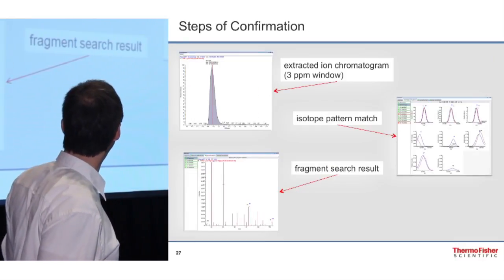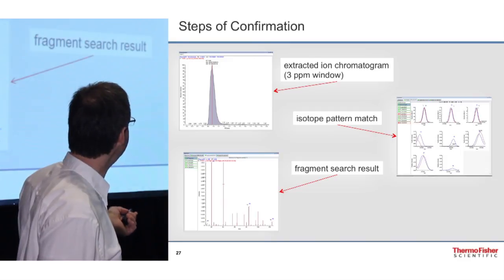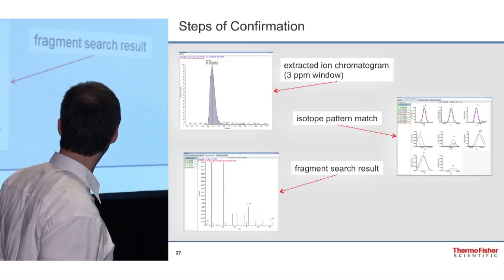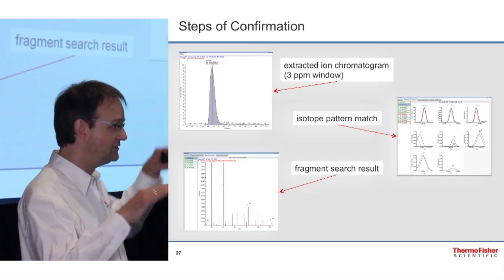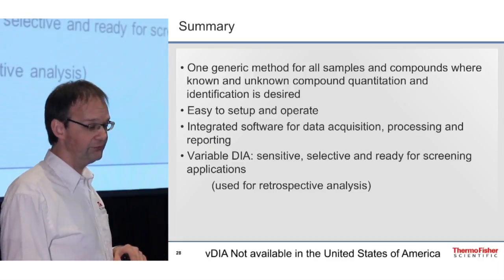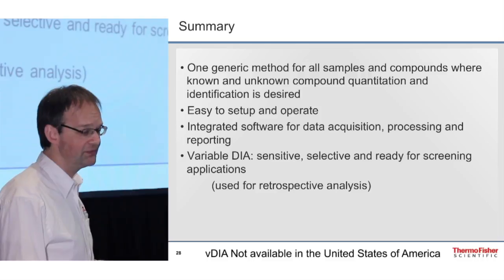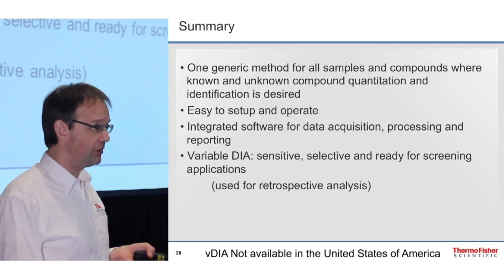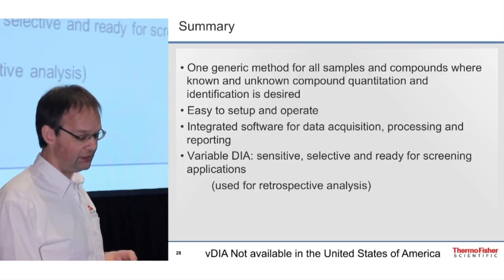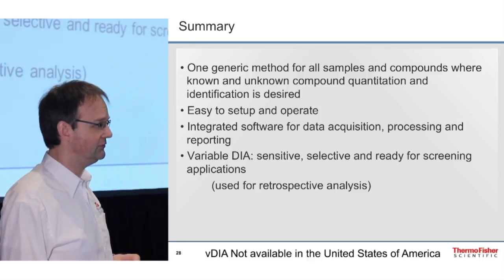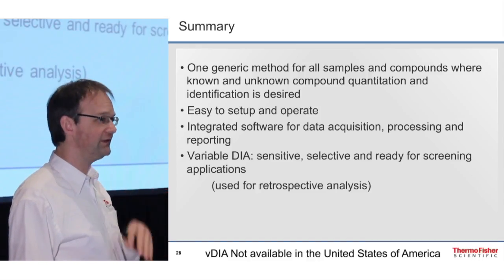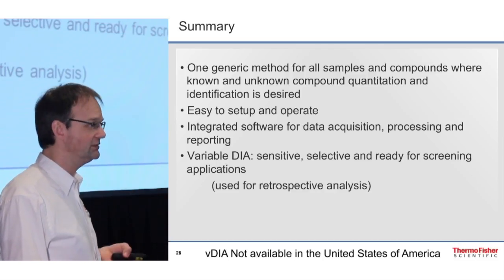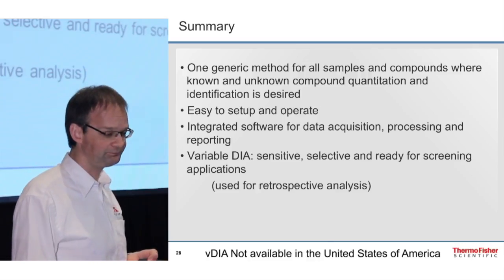So just to show it a little bit in detail, extracted ion chromatogram, we have the isotopic pattern match. You can see the overlay, easily quality control that it really matches well. And the fragment search result, you see the fragments, how well they match in intensity and mass accuracy for all your components. So one generic method serves for all components. It is easy to set up and operate, no optimization needed. We have the integrated software doing all the data processing for you, so you just can set up the samples, go away, and find in the end the printed report if you want. And with variable DIA, we are sensitive, selective, and we can do retrospective analysis on it.